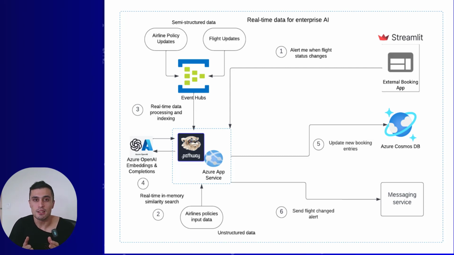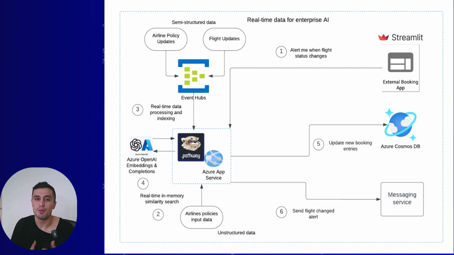In this case, if the flight status changes, like to cancel it or rebook it, it uses information from the input data. Maybe it's Azure Blob Storage, where a lot of data files exist, like a long list of airline policies. We should be able to alert the user when the flight status changes by sending the alert message to a messaging service, maybe in Azure or maybe outside Azure. We can send an SMS message or an alert on Slack.